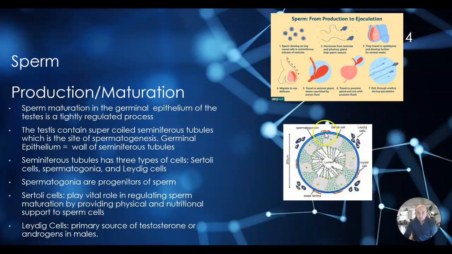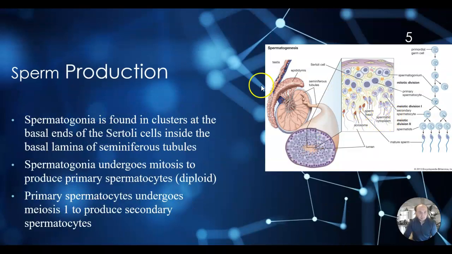And this is just a diagram of your testes and how they produce different types of cells, as you can see. So let's continue. Sperm production. Spermatogonia are found in clusters at the basal ends of the Sertoli cells inside the basal lamina of the seminiferous tubules. Spermatogonia undergo mitosis to produce primary spermatocytes, or diploids.